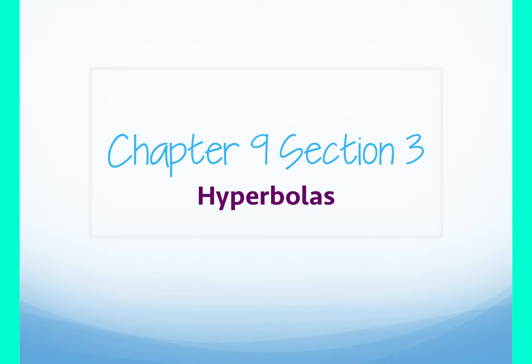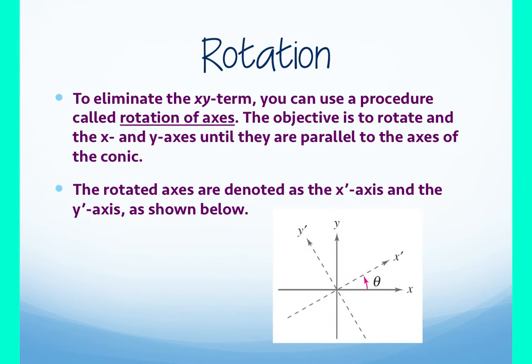So this is part 2, which is rotations. To eliminate an xy term, because that's what causes a rotation in your equation, you're now going to see an xy term. To eliminate that xy term, we use a procedure called the rotation of the axis. The objective is to rotate the x and y axes until they are parallel to the axis of the conic. So you are actually going to take your normal xy coordinate axes, and you are going to rotate them a specific angle. And then you are going to graph your conic on that new rotation.